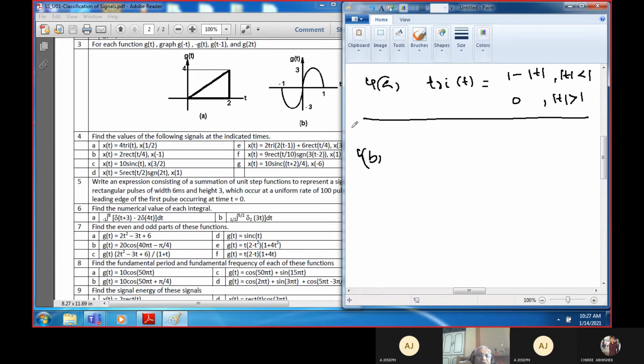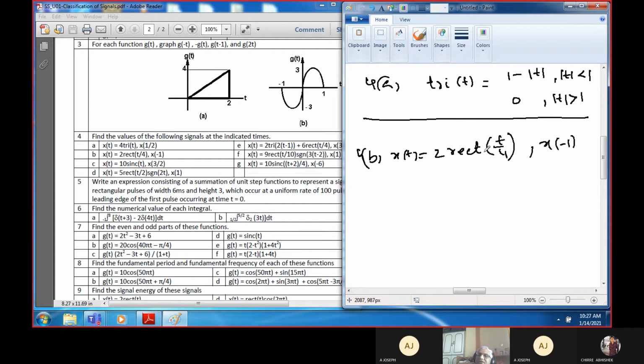Now let us look at 4b. So what do you see at 4b? X of t is given as 2 RECT of t by 4. Yes, it's a rectangle function. X of minus 1.